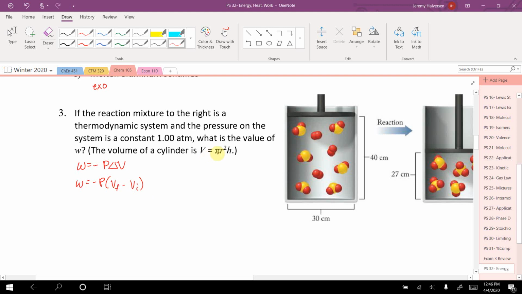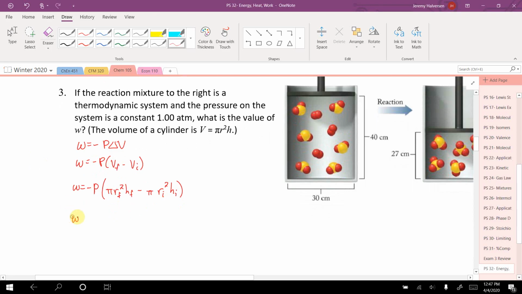Okay, and then we don't have volumes, but we have radius and height, so I'm just going to put those in. Work equals negative pressure times V final, which is pi R final squared H final, minus pi R initial squared H initial. That doesn't look like a negative, it should. Okay, now we can plug in our values. So we know the pressure is 1 atmosphere.